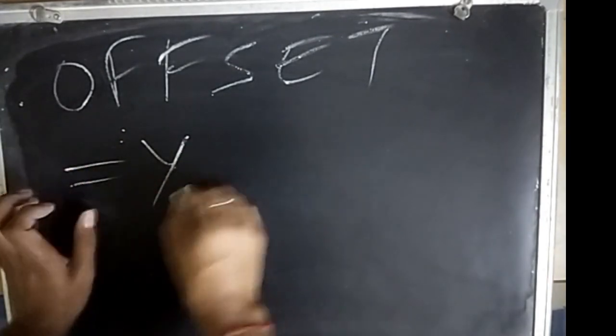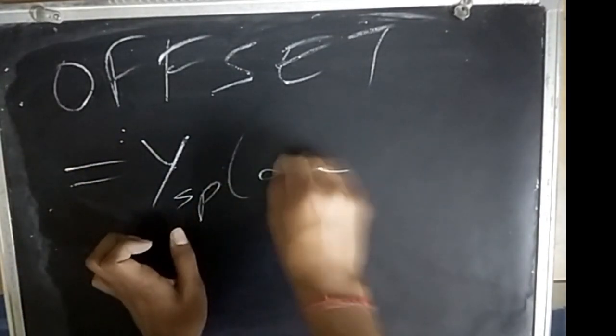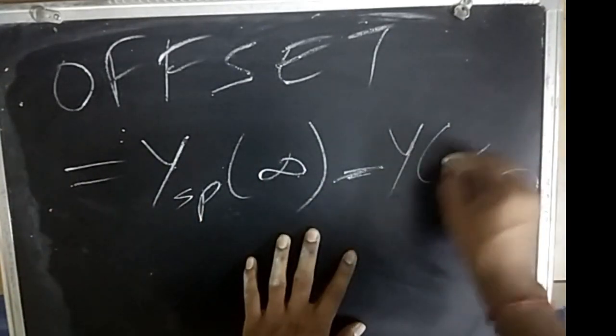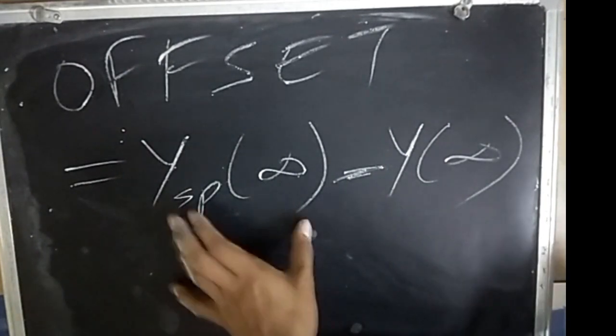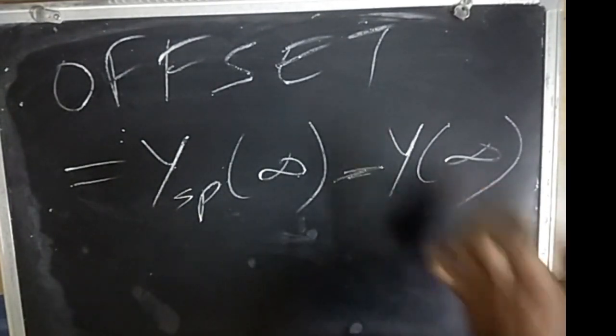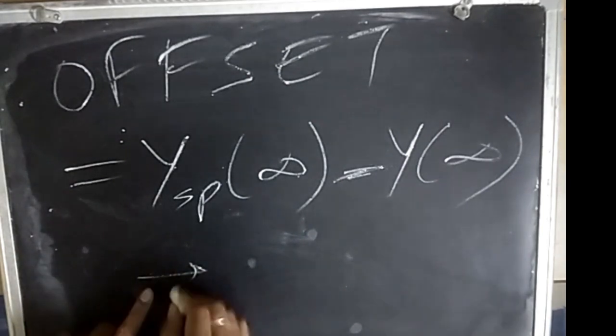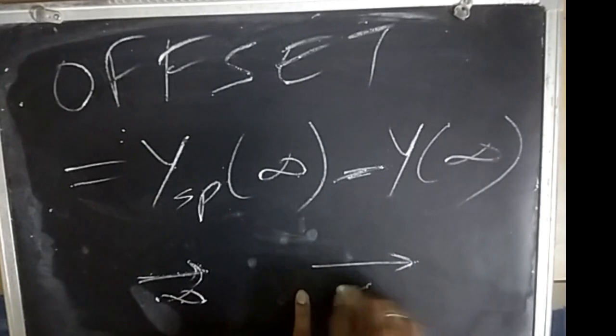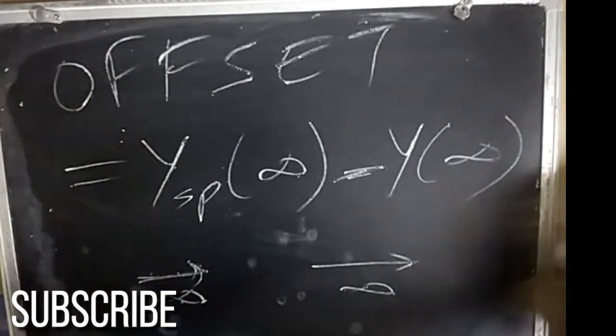And what is offset? Offset we need to know. Offset is, okay, the set point final value, that's like infinity, minus the final value of the output. So the final set point change minus the final change in the output at infinity. Okay, how to find this? Obviously at infinity means we need to use the final value theorem. Okay, but first let's understand for servo.